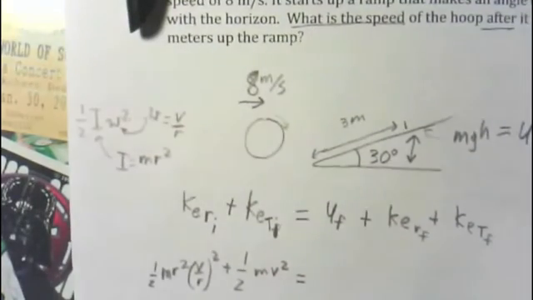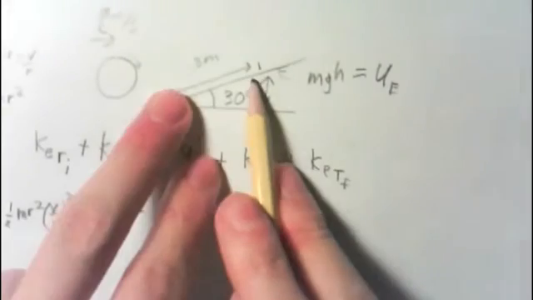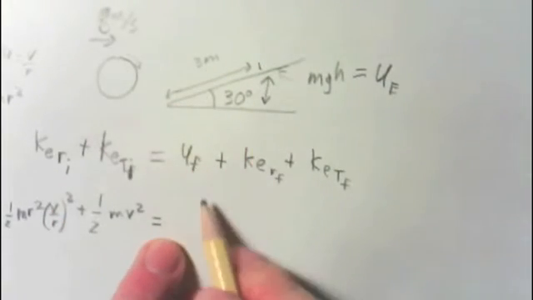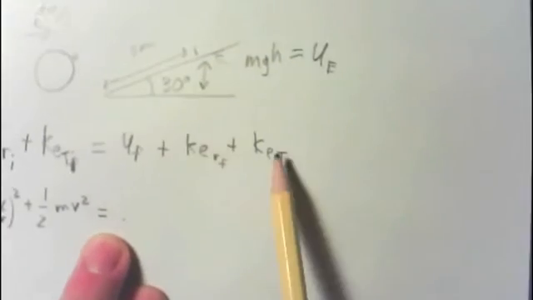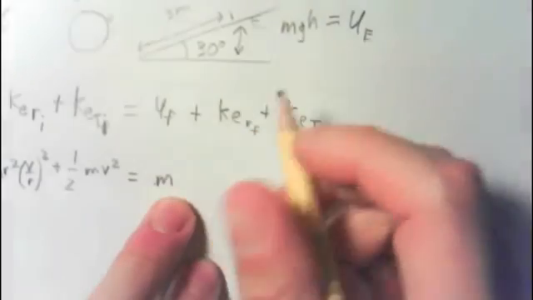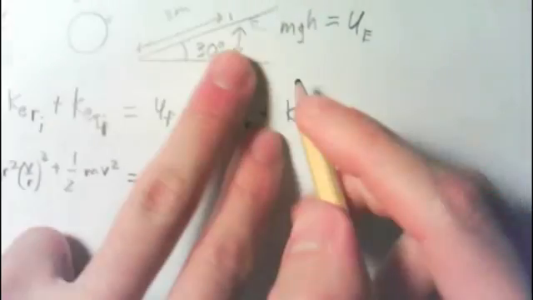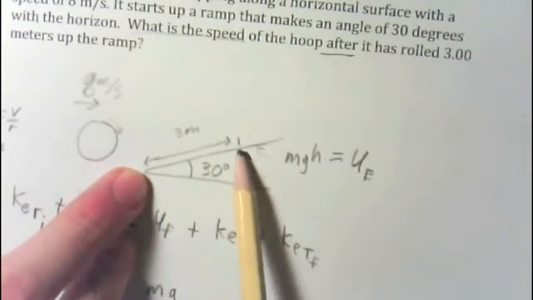Let's figure out what's going on with our end result. At the end of our situation, once it's rolled up these 3 meters, we have a final potential energy. Okay, so we have a mass. That's just gravitational energy. We have a mass of the wheel again. We have gravity. That's easy. And we have a height. Now the height isn't going to be 3 meters because that's just how long it goes along this incline.